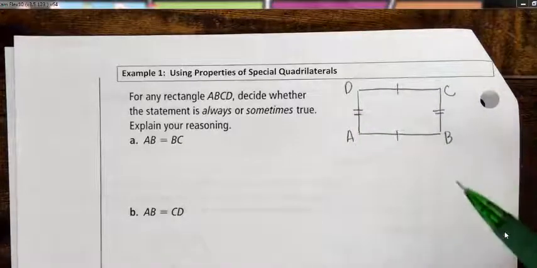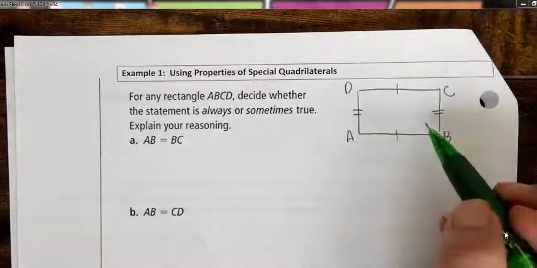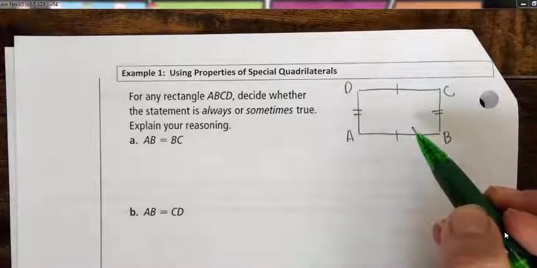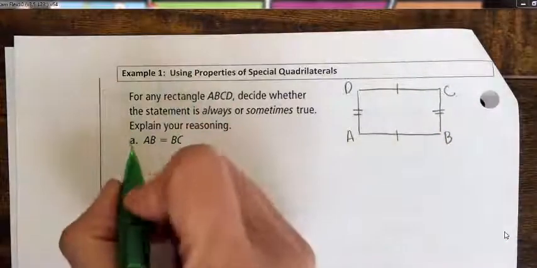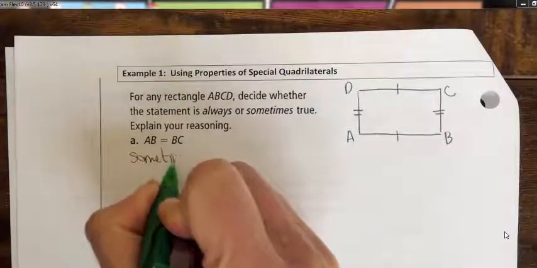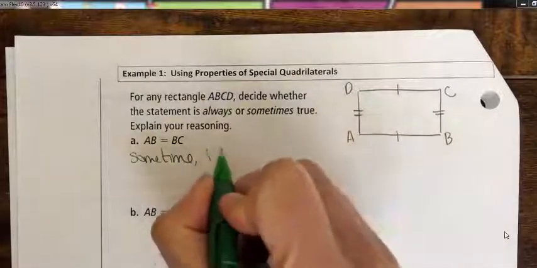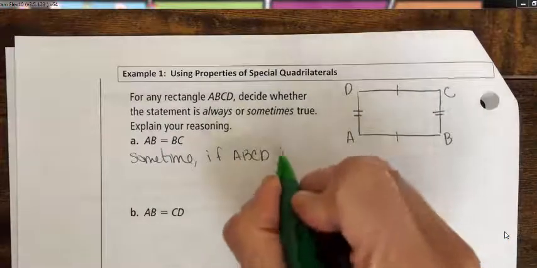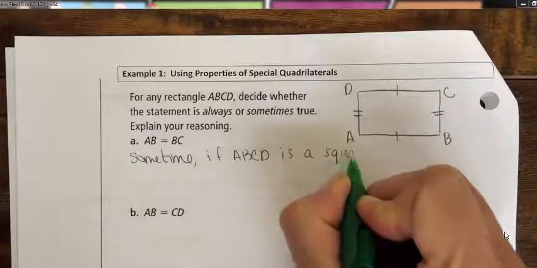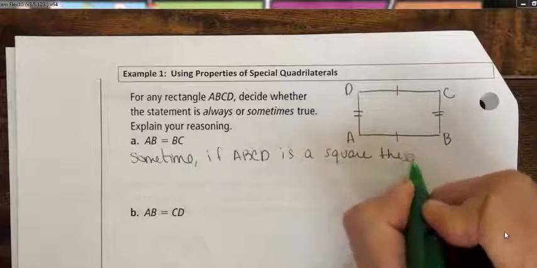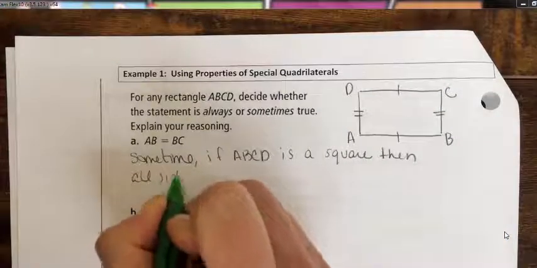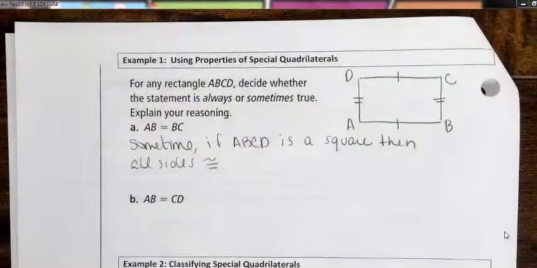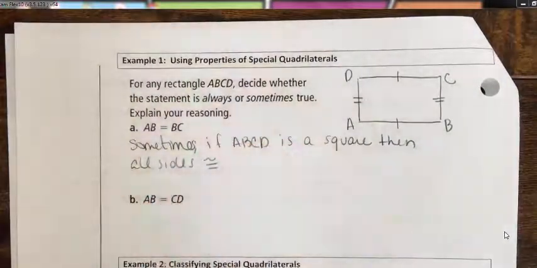So I think that this could be sometimes, if in fact this rectangle is also a square, or if this rectangle is also a rhombus, that would make it a square. Okay? So you can say sometimes, if ABCD is a square, then all sides would be congruent. I'll just put congruent. Oops, sometimes. There we go.